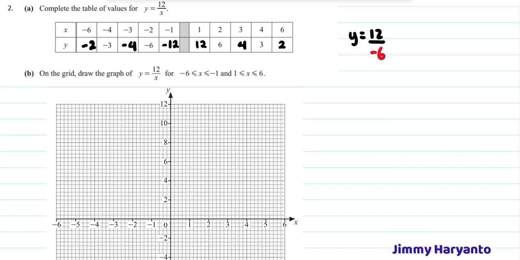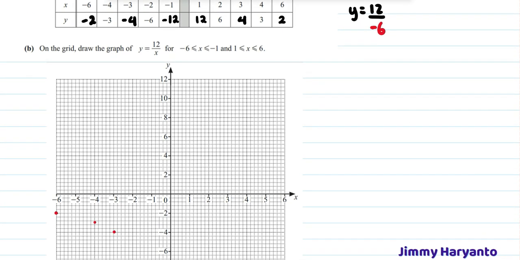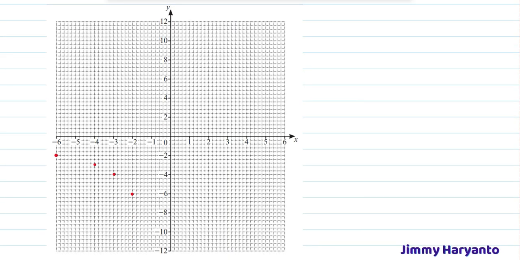Okay, so we have negative 6, negative 2 right here. And then negative 3 and negative 4, will be right there. Next is negative 2, negative 6. And negative 1, negative 12 right here. Okay, so this is our first curve.